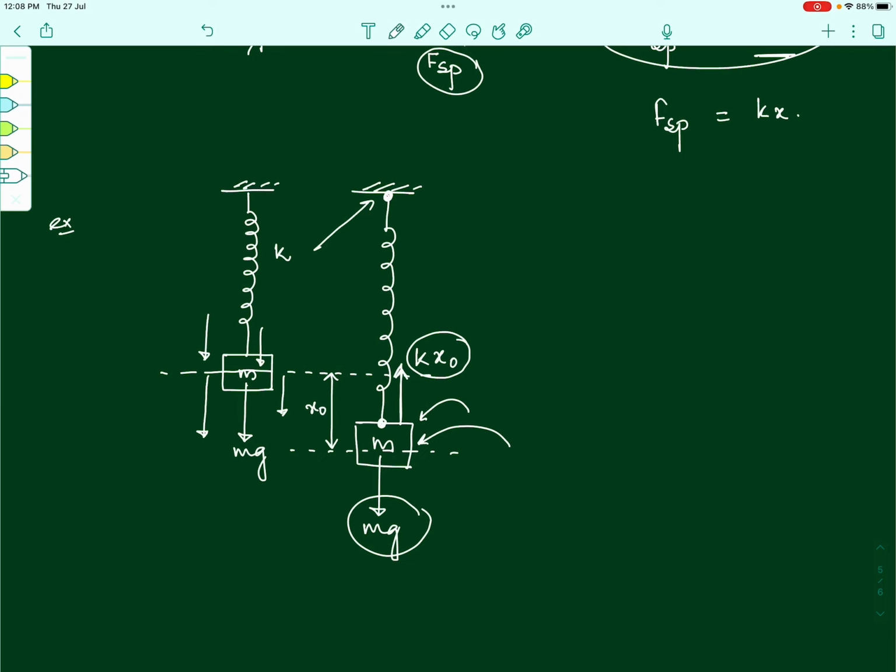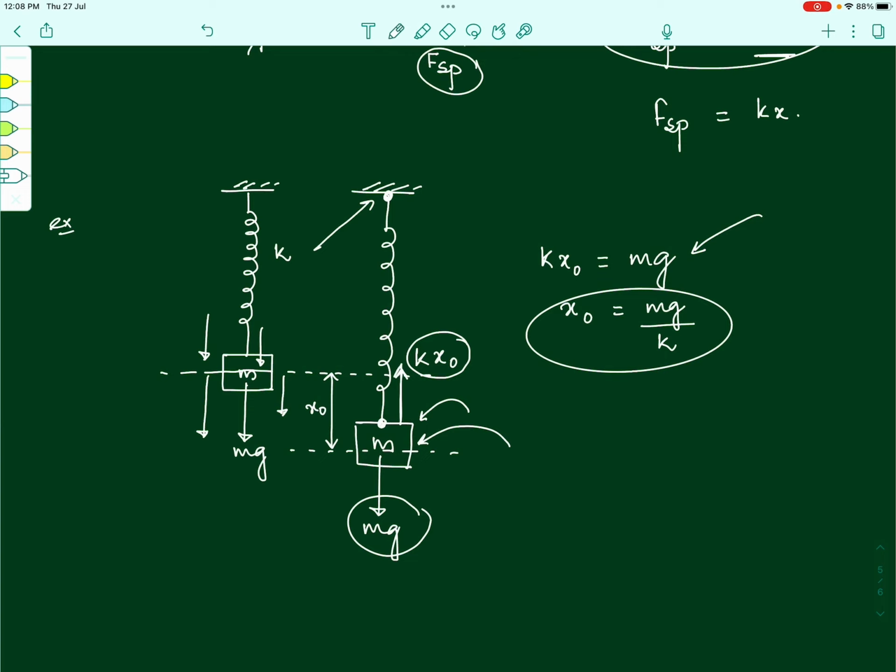Under the effect of these two forces, if the block stays at rest, can we say the upward kx naught should be equal to the downward mg, right? And from this expression we can find out the equilibrium extension created within the spring when a block of mass m is connected to it beneath it, right? So this is how we can get this expression just by balancing the forces. See that we have used Newton's first law over here, kx naught is equal to mg, right? Net upward force is equal to net downward force.